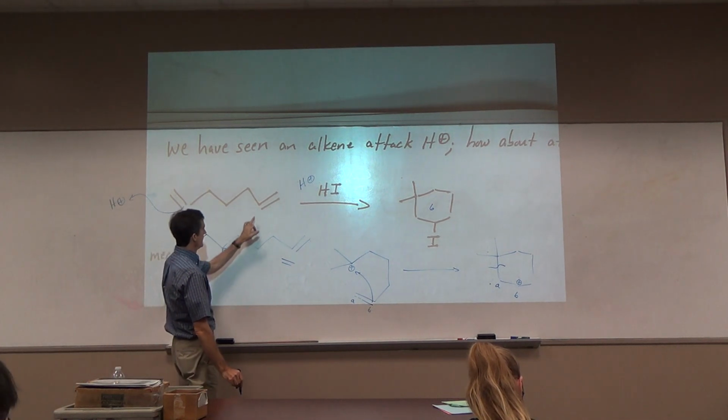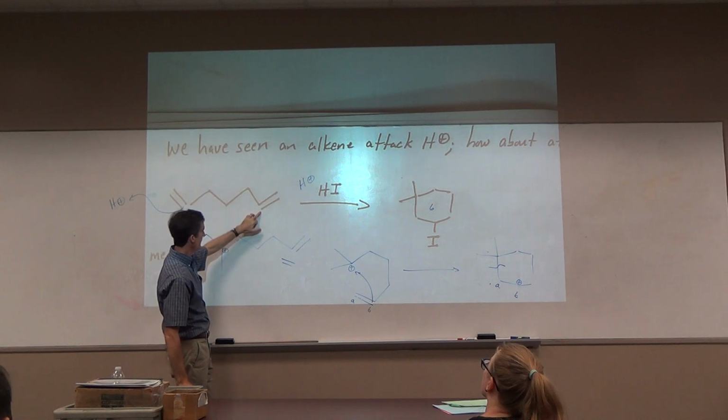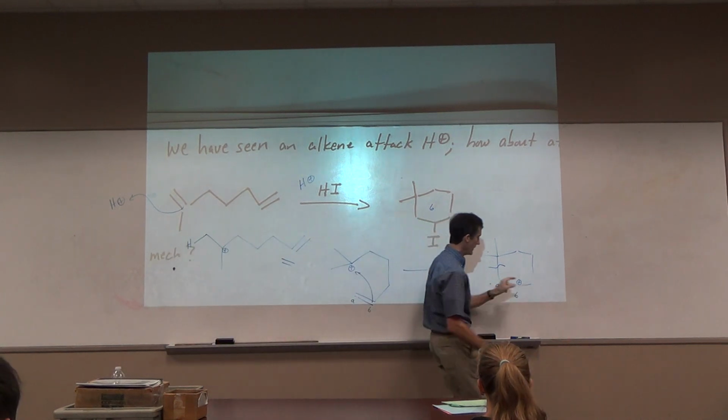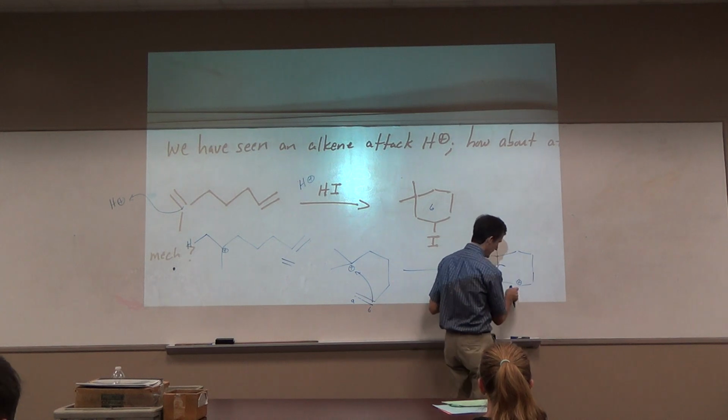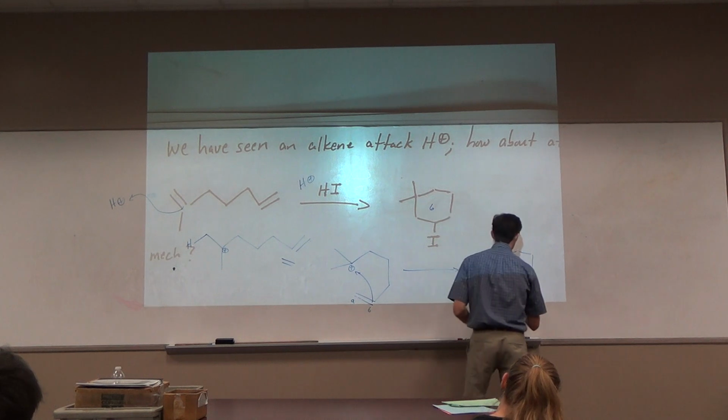Because this is B here. How many H's on B? Only one. There's only one H here. That's why it's a cation. You lost the bond.